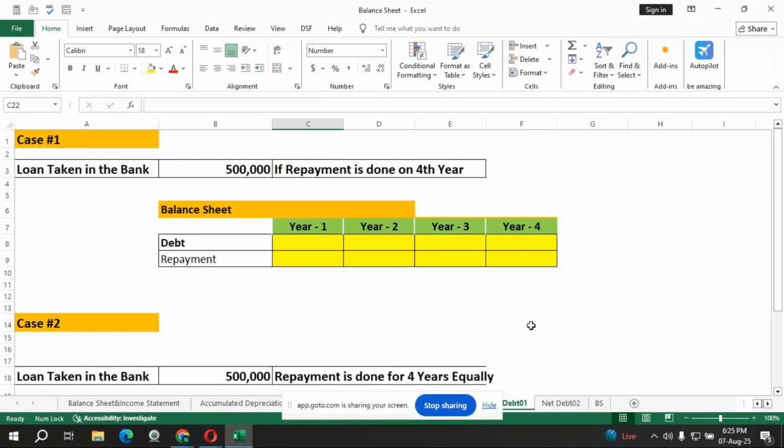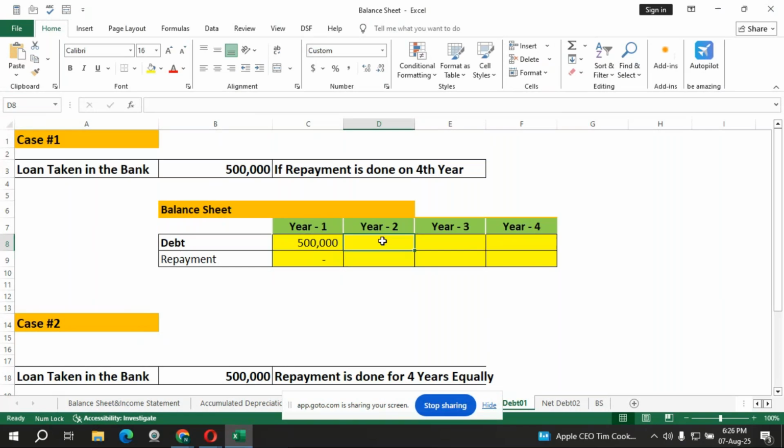So how do I go about it? Now, in the first year, what is your debt? Your debt is 5 lakhs, correct? So you give the reference as 5 lakhs. If the repayment had to be done, it would be 5 lakhs minus 0, because no repayment is done. So it remains the same. Like this, you have a repetition. Here it will be nil, it will be 0, so a dash here.